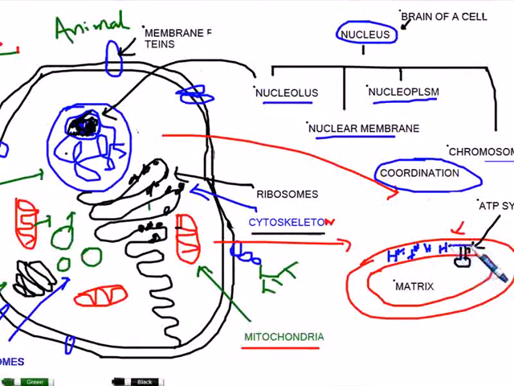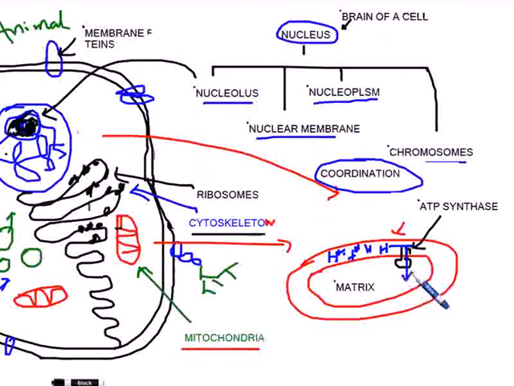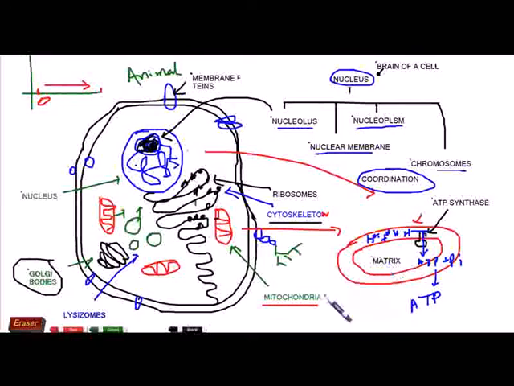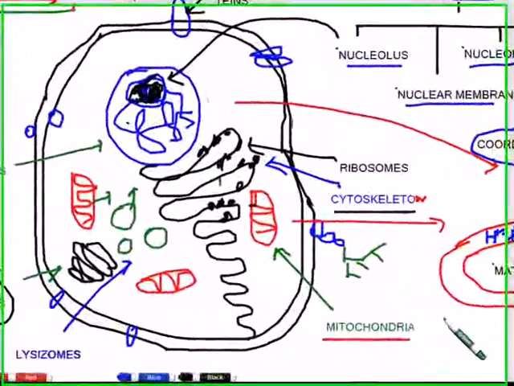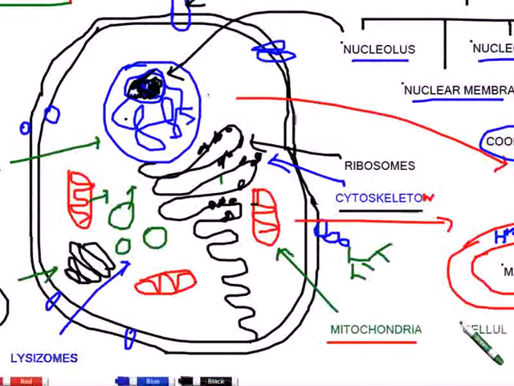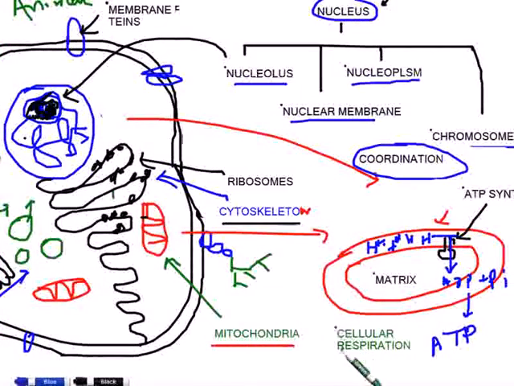These protons have to pass down their concentration gradient towards the matrix, and whenever they pass down their concentration gradient toward the matrix, we have this ATP synthase, which takes those ADPs and attaches them with inorganic phosphate to make what is called ATP, which is the energy currency. The production of energy in a cell is called cellular respiration. It's a very, very important process to generate this ATP.